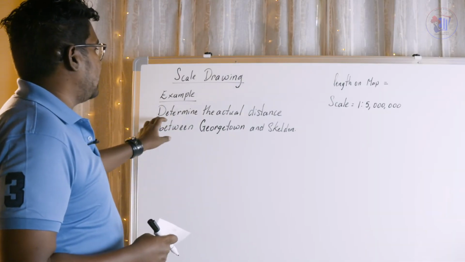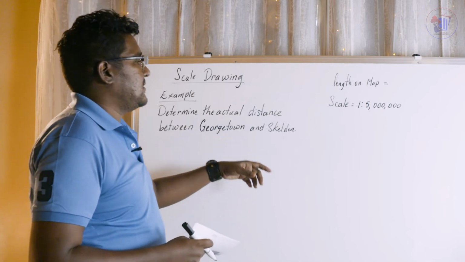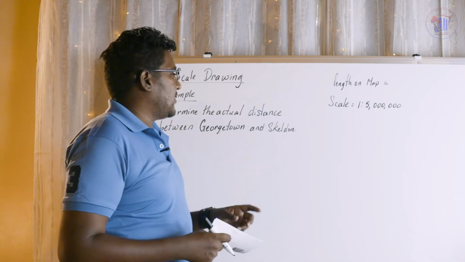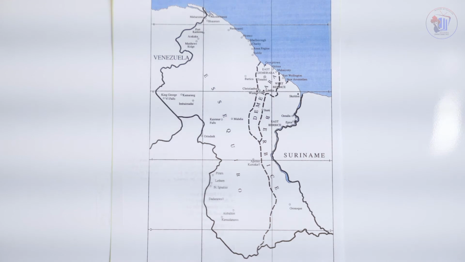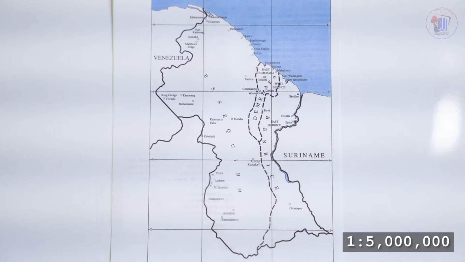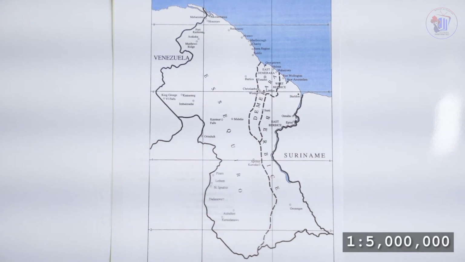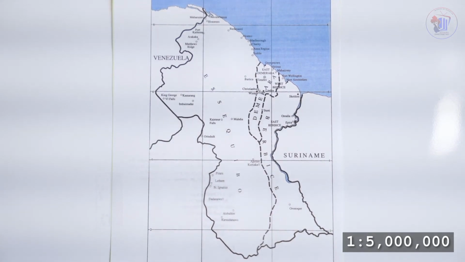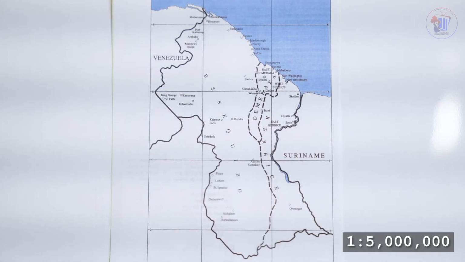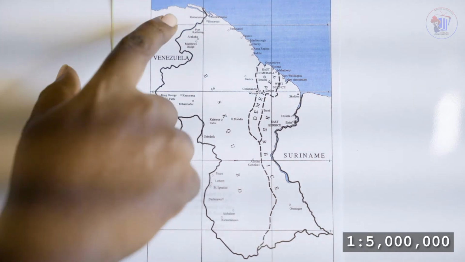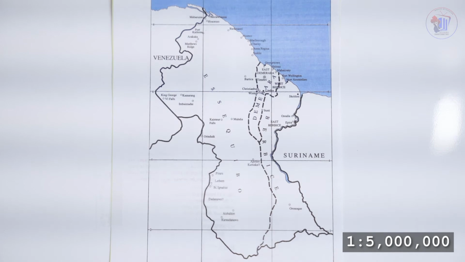So the first example is determine the actual distance between Georgetown and Skeldon. We're going to use the map, and we're going to measure the distance between Georgetown and Skeldon. For the examples, we're going to use this map here. And if you notice at the bottom, we have 1 to 5 million. This is the scale that's given. It's in a ratio. So that means that 1 cm represents 5 million. And then across here, you see that they gave us kilometers. So after using the length on the map and the scale, we have to convert our units, that is centimeters, to kilometers.